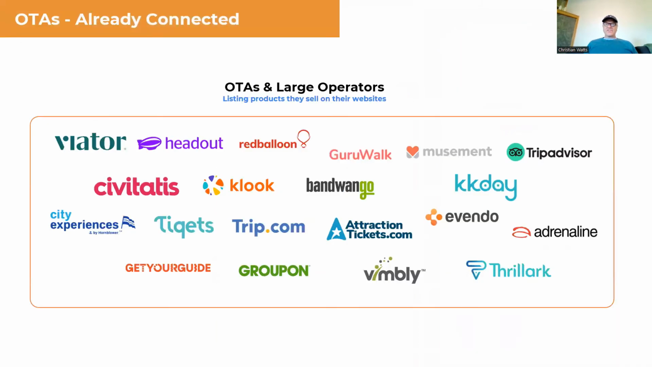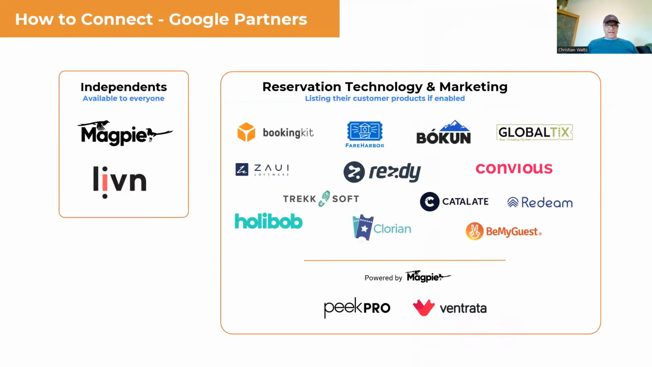Okay, getting connected. As you've seen, the OTAs are already connected. They were connected on day one. They're getting tons of traffic through this, and you're seeing the bookings, but you're seeing it through OTAs. I need to mention that they take some commission for doing that, so you're seeing those bookings minus the commission. If you want to get connected directly, which you should, you can go through either a reservation technology or marketing company, or a res tech.